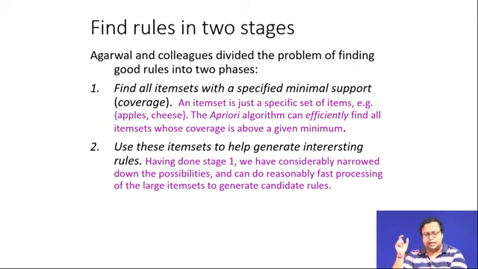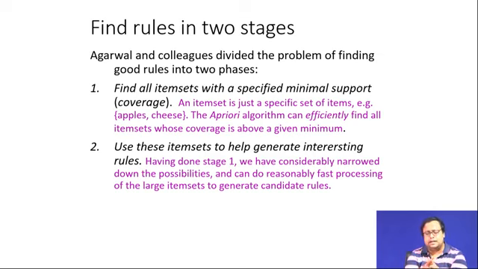An item set is just a specific set of items. Like I told, when apples and cheese occurred, what was the rule, if you remember? When apples and cheese occur, honey also occurs. So, apple and cheese is the item set. First I will choose such combinations which have a minimum cutoff, minimum support.